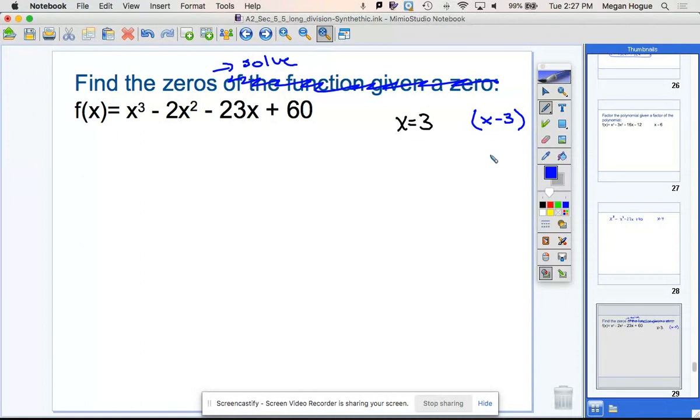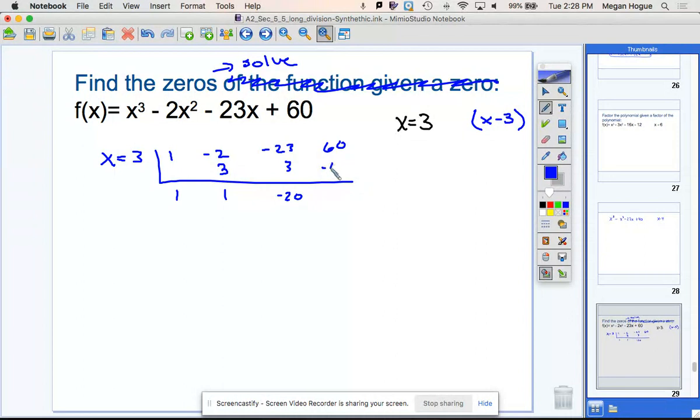Which do I use for the synthetic, the equals or the binomials? The equal. The equal for the synthetic. So x equals 3. 1, -3, -23, 60. This is a solution, so I should get a remainder of 0, and I'm going to jot that down at the end here. 3, 1, 3, -20, -60, remainder of 0.